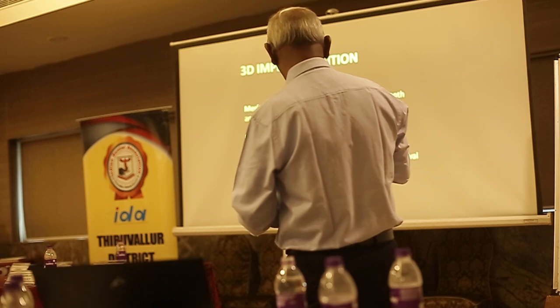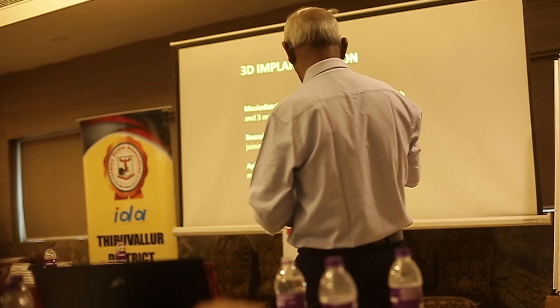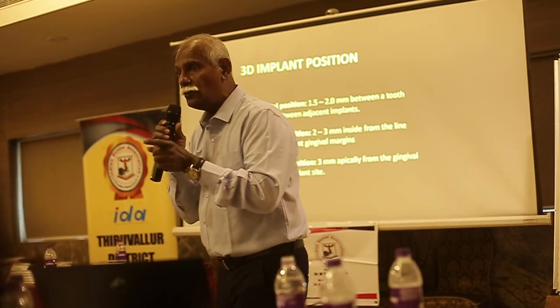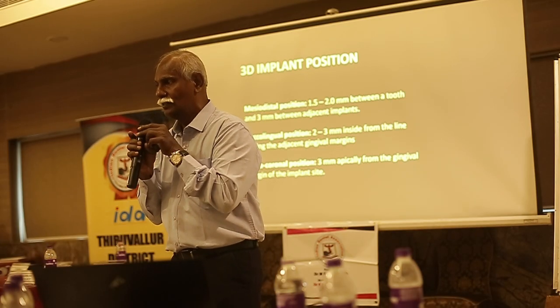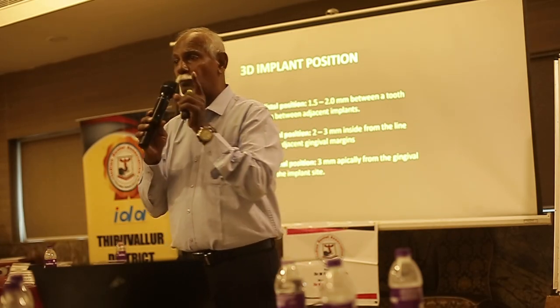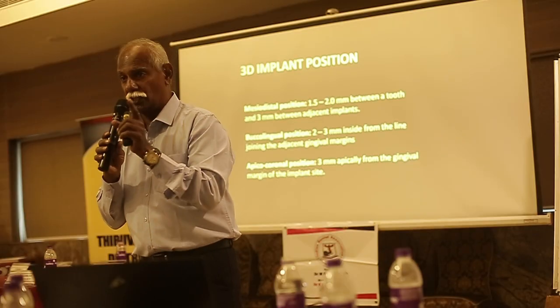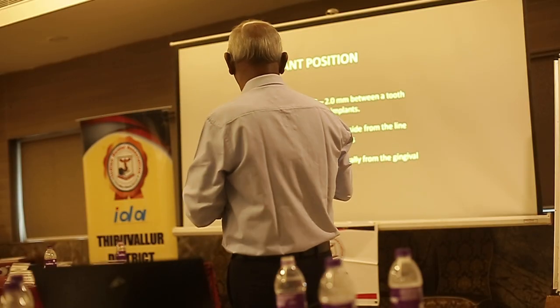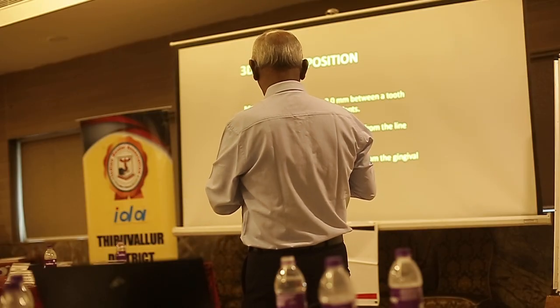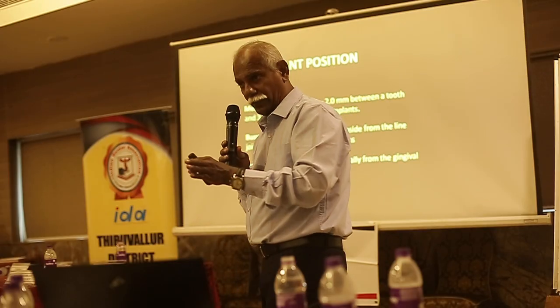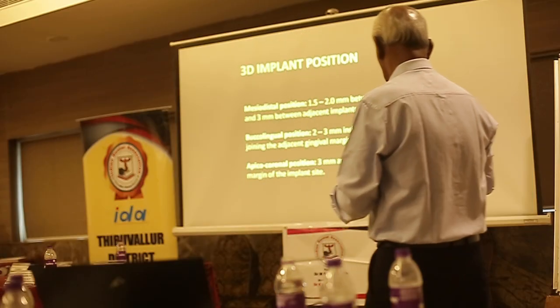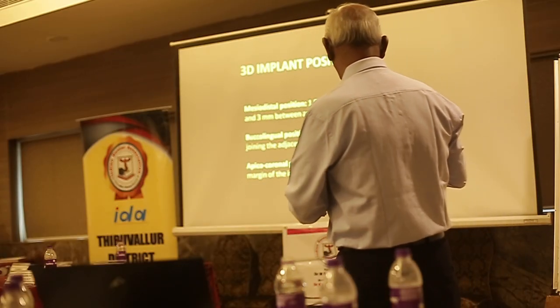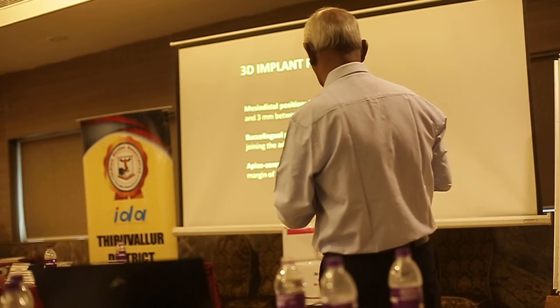Mesiodistal position: 1.5 mm to 2 mm between the tooth and the implant, and 3 mm between adjacent implants. That is why we want to know this, so we do not jeopardize or touch the adjacent tooth. First thing. Second thing is the buccolingual position, inside from the line joining the adjacent gingival margins. I'll explain that to you. Apicocoronal position, 3 mm apically from the gingival margin of the implant.